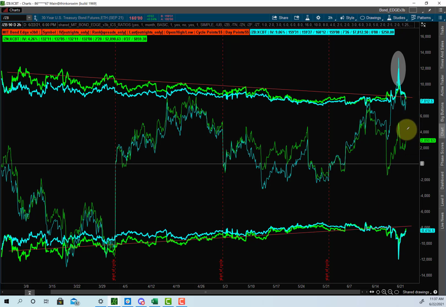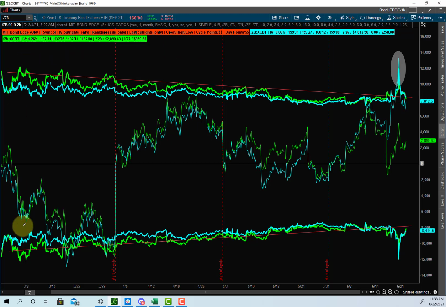One extra component of this trade. You can buy the ZN, the green line, and sell the ZB. We call that the knob. It's called the knob because that's notes, 10-year notes over treasury bonds. Notes over bonds, the knob. You can do a knob trade. What I also like is selling one extra ZB contract.